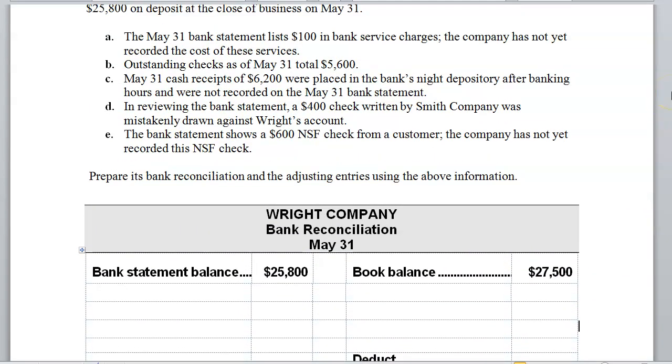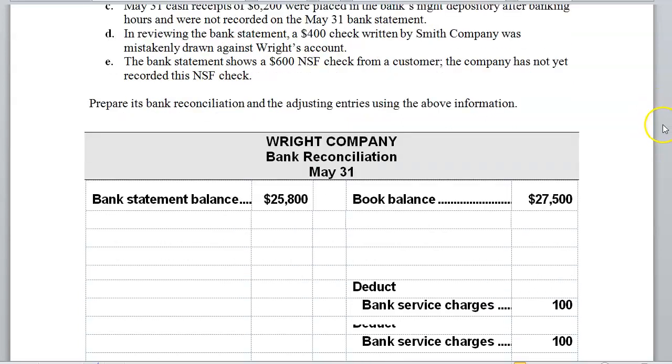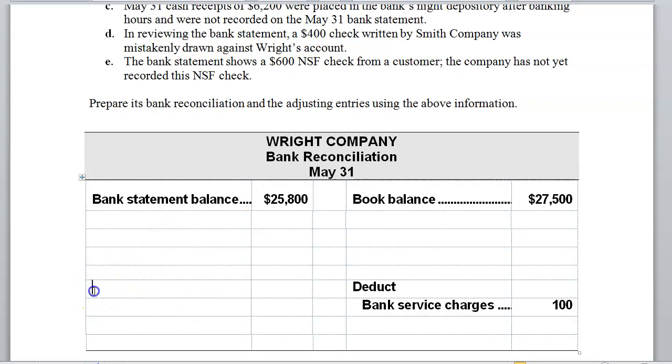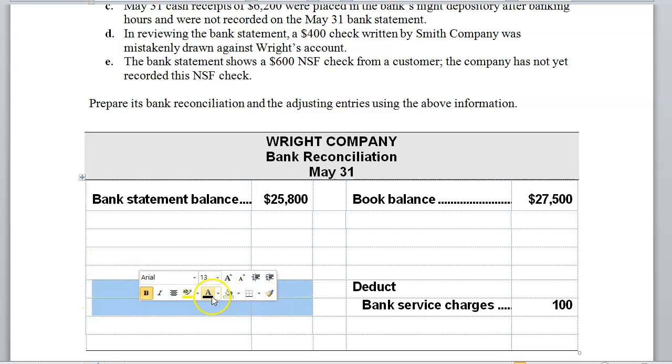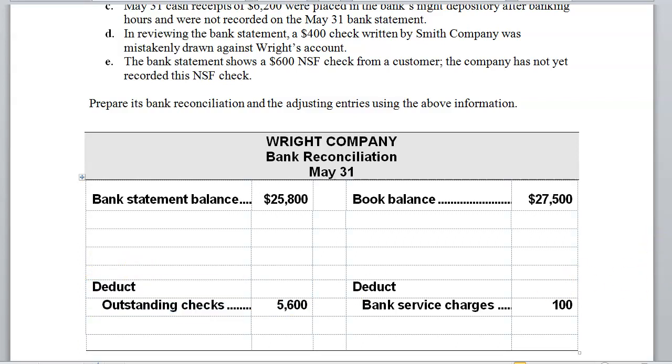On B, outstanding checks as of May 31st total $5,600. Outstanding checks are checks that we have written. We've recorded them in the general ledger. We've mailed them, but they have not yet cleared the bank. So we're going to subtract them from the bank balance. $5,600.